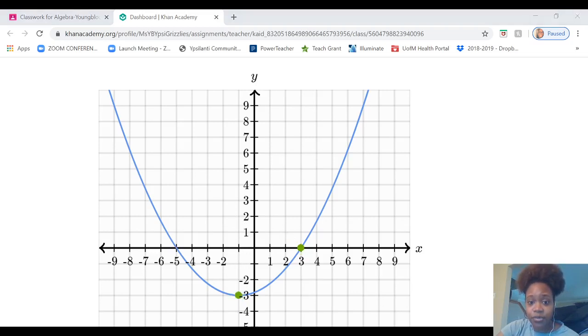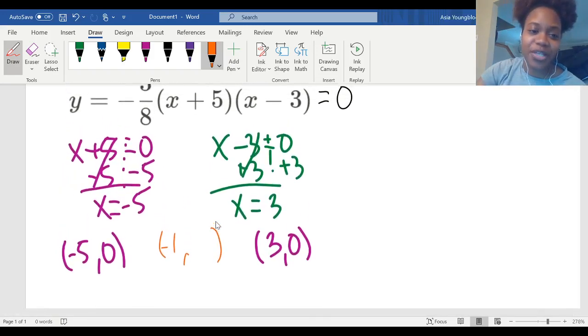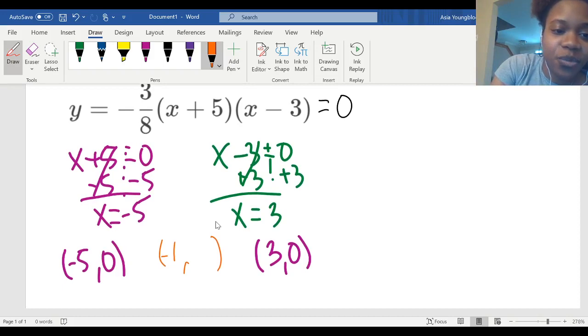So that's another way you could use to find the x value of the vertex or the point in the middle. Okay. So now that we have the x value, we need to find its y value. In order to do that, we're going to plug in this -1 into these x values.